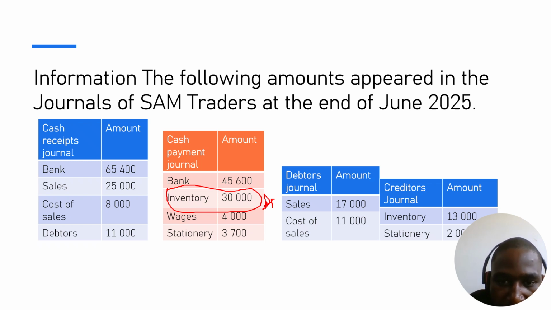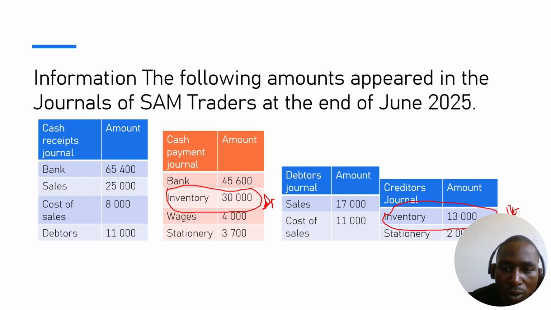And this inventory on the creditors journal is going to go to the debit side of our inventory account, because we are purchasing inventory on credit. So our inventory is increasing. Our inventory is an asset, it increases on the debit side. So this is going to go to the debit side of our inventory account.